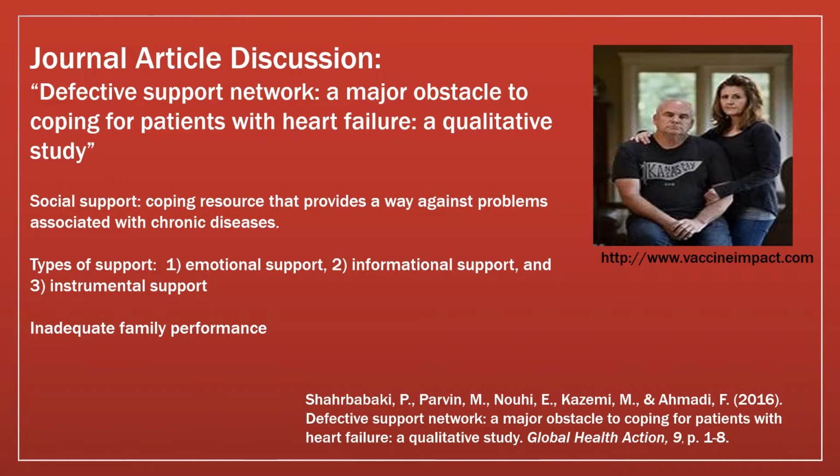Social support was described as a coping resource that provides a way against problems associated with chronic diseases. So types of support could include, 1, emotional support, which emphasizes love, empathy, and trust; 2, informational support, which gives the knowledge needed for problem solving; 3, instrumental support, which provides goods and services. It's suggested that emotional support is an important mechanism for compliance to a treatment regimen, and most importantly, the prevention of depression.